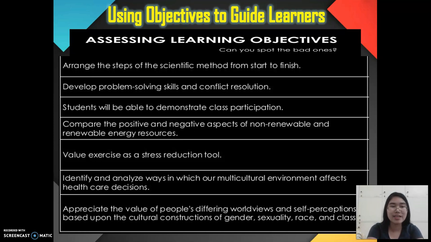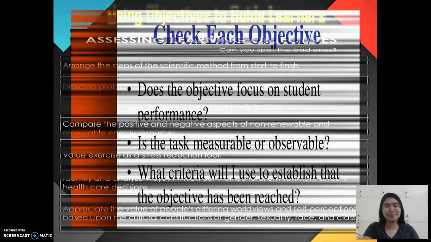Next: analyze and identify ways in which our multicultural environment affects healthcare decisions, and appreciate the value of people's differing worldviews and self-perceptions based upon the cultural constructions of gender, sexuality, race, and class. Okay, can you assess? Can you spot the bad ones? Later on we'll try to find out.